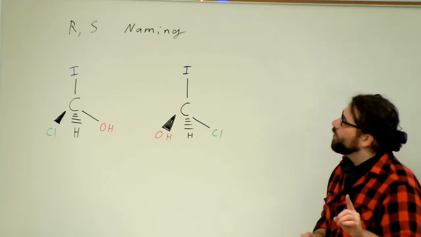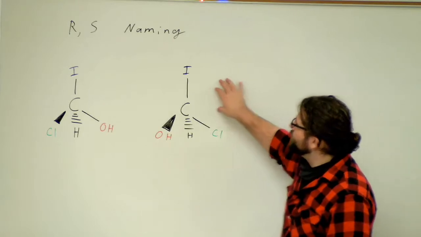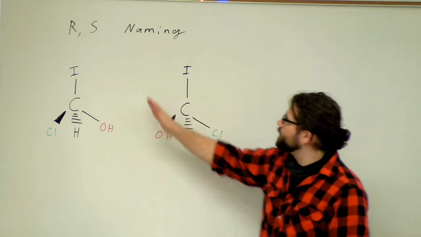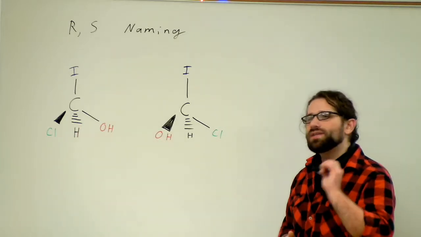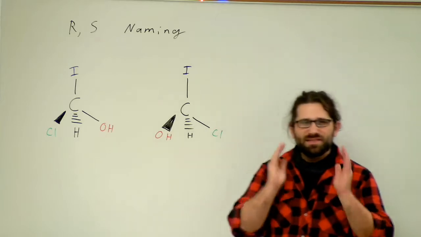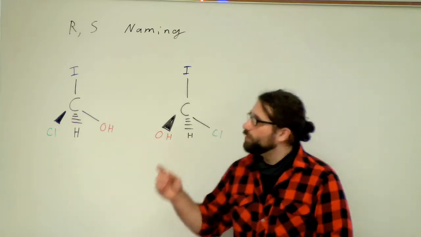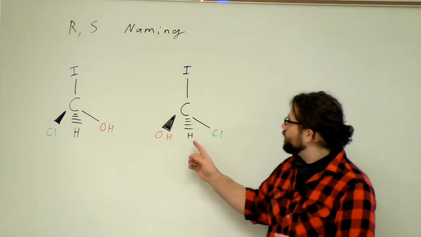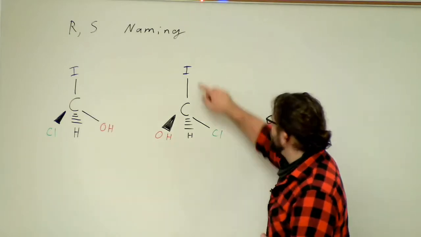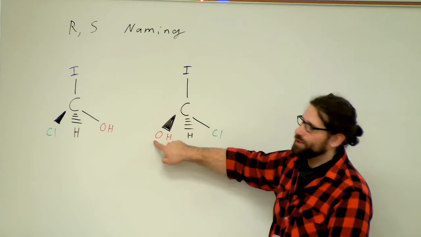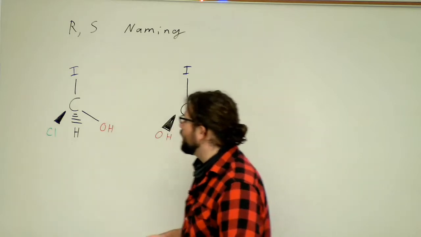But just to get started, let's look at what R and S actually mean. When we have these 2 enantiomers of each other, notice these are the mirror images of each other, and there's no way these could be superimposed on top of each other. We're going to name these by looking at that same method of determining order of priority that we used when we were looking at the stereoisomers. So in order to do that, I'm going to look at the atomic number of each of my constituents. So I've got iodine, chlorine, hydrogen, and an oxygen. This hydrogen is connected off of the oxygen. So let's go ahead and give each of those a number.